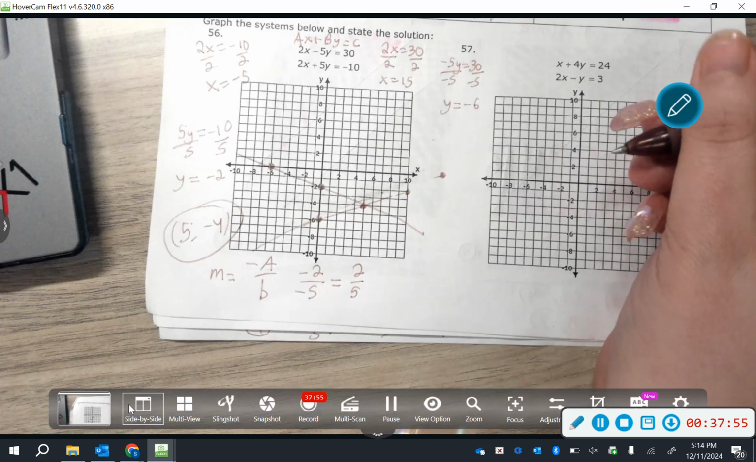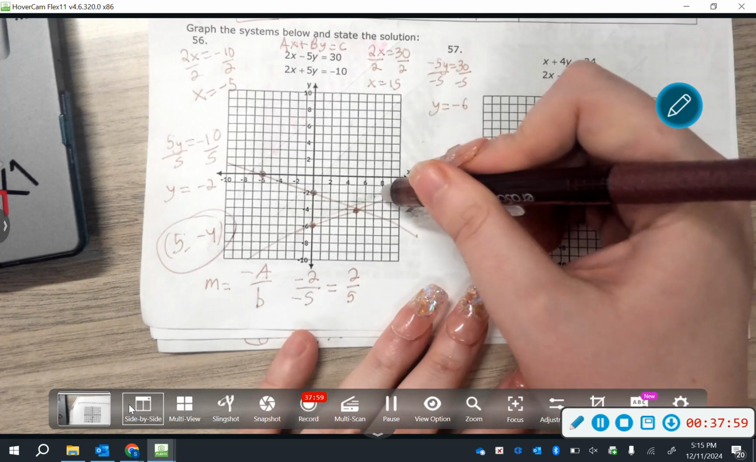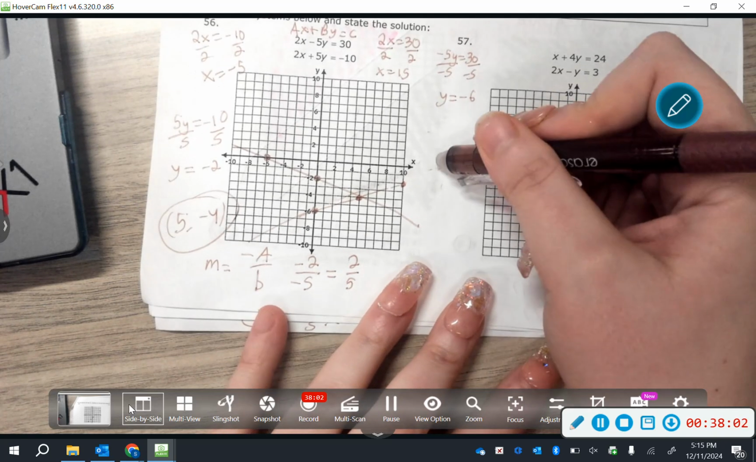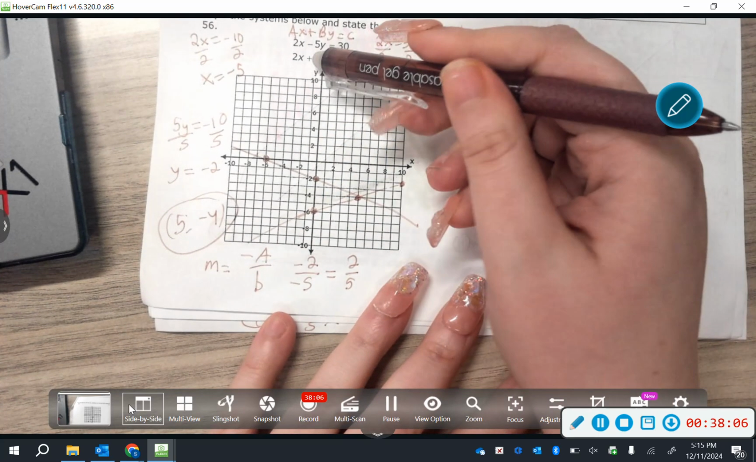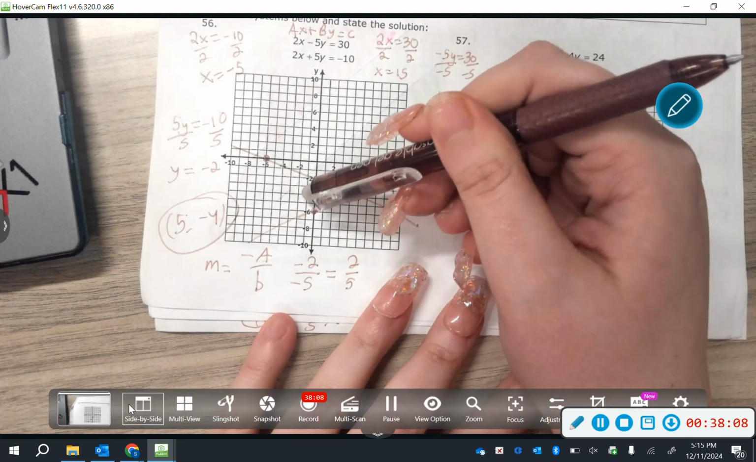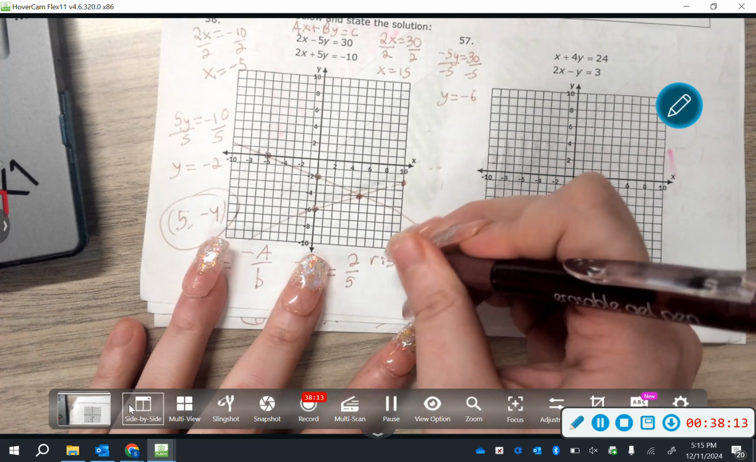Goodness. So yeah, that one, as much as I like the cover method, it's great, but 15 wasn't on my graph, so I couldn't really make an accurate line. So I did opposite of A over B to figure out my slope, and used my rise over run to help me figure out that line.